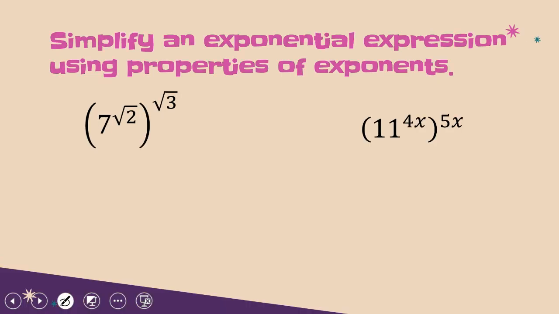When we have a power to a power, we are multiplying. So I'm going to multiply the square root of 2 times the square root of 3, and I'm going to get 7 to the square root of 6 power. Same with the second one here. I'm going to multiply 4x times 5x, and I'm going to get 11 to the 20x squared power. It seems a little ridiculous, but just remember that when we have a power to a power, we multiply the exponent.